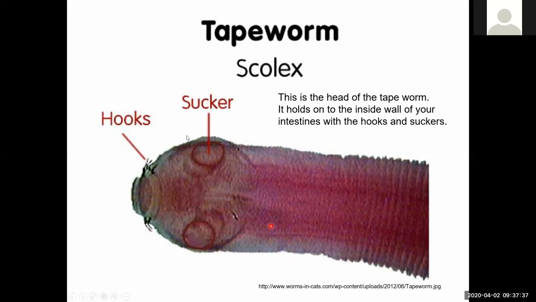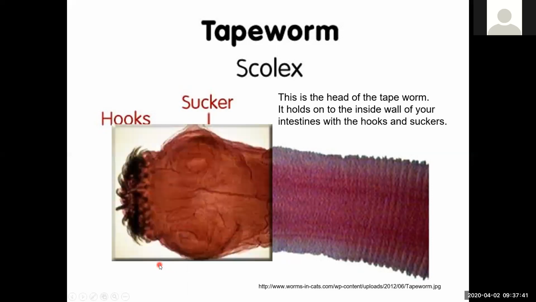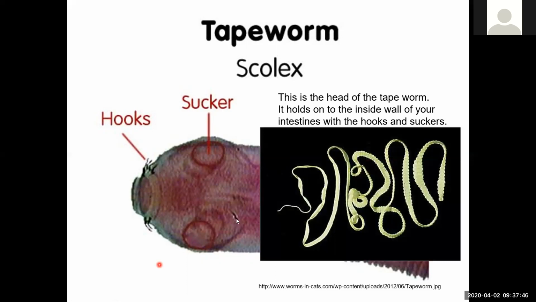But remember, this is a scolex, this is a holdfast device, and not a head. Here's another picture of it. This is the actual tapeworm. The scolex is here at this thin end, and you can see these segments start developing. Each of these segments is an egg factory, essentially.